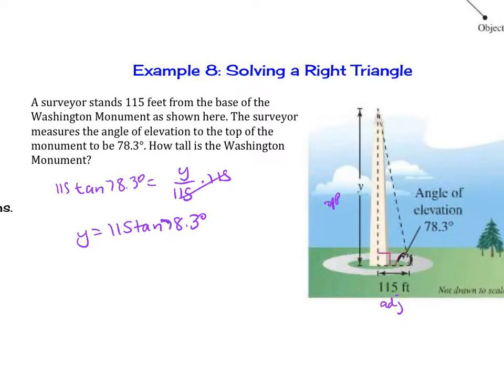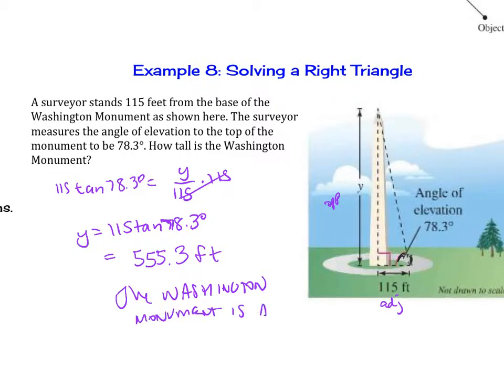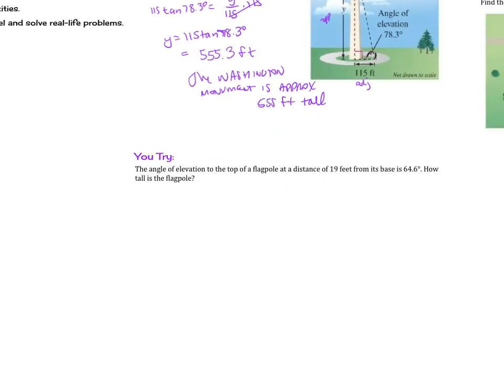Then you plug it into your calculator, and you could just plug it in as 115 and press tan, 78.3 degrees. You want to make sure, of course, that your calculator is set in degree mode. What you will get when you plug it in is 555.3 feet approximately. So we can say that the Washington Monument is approximately 555 feet tall.